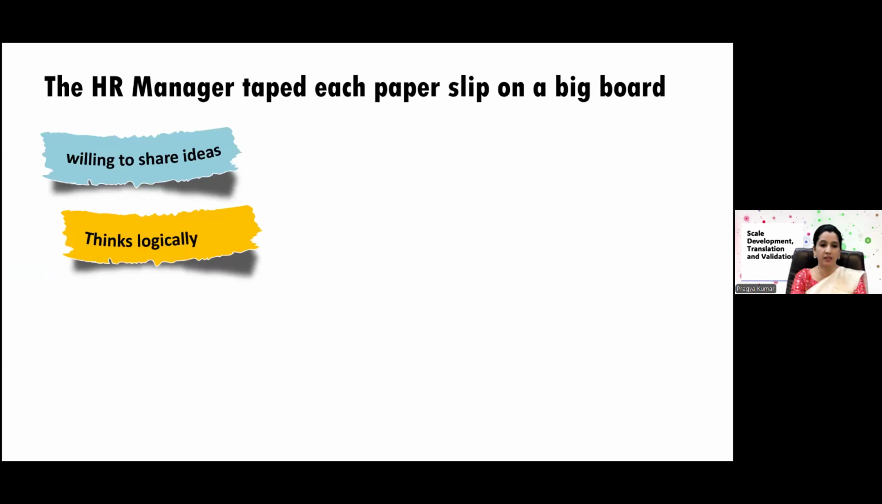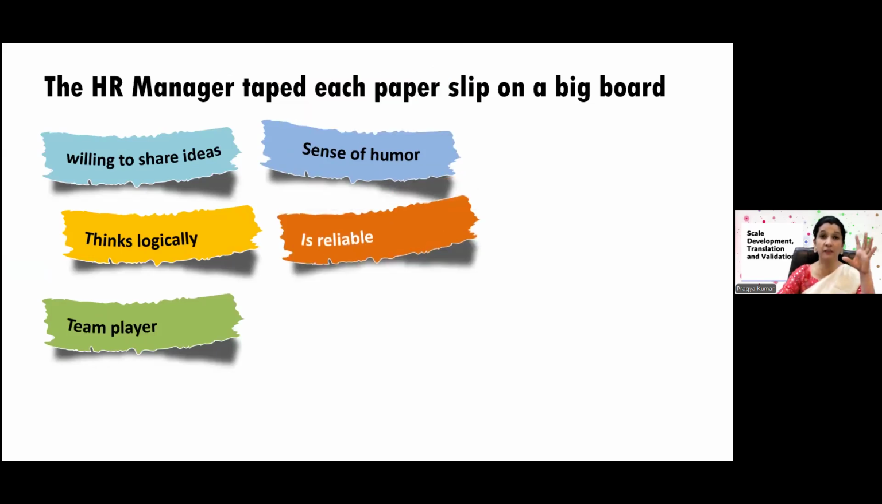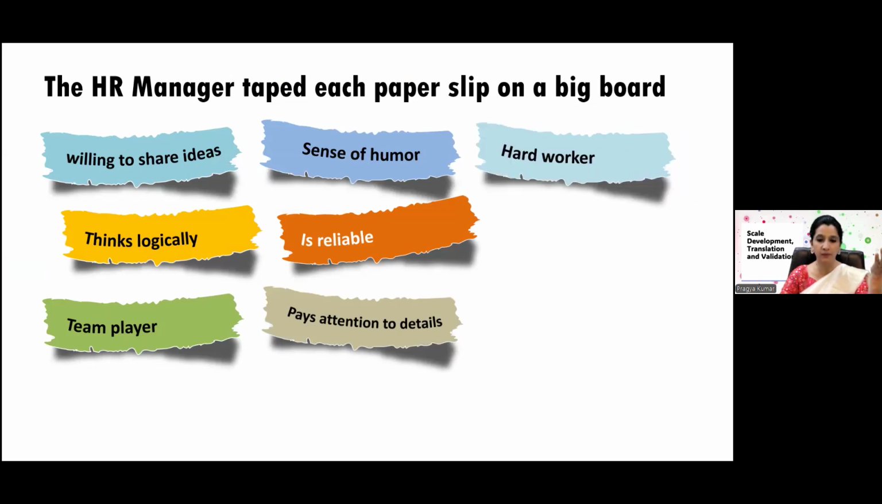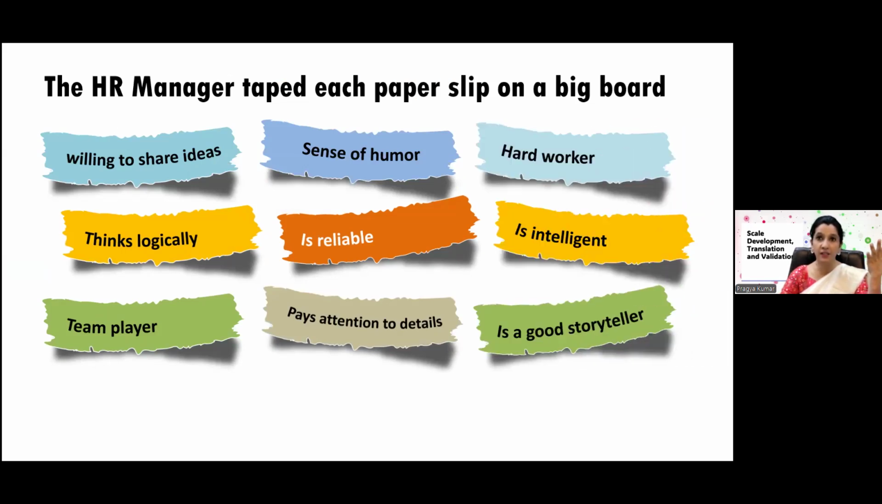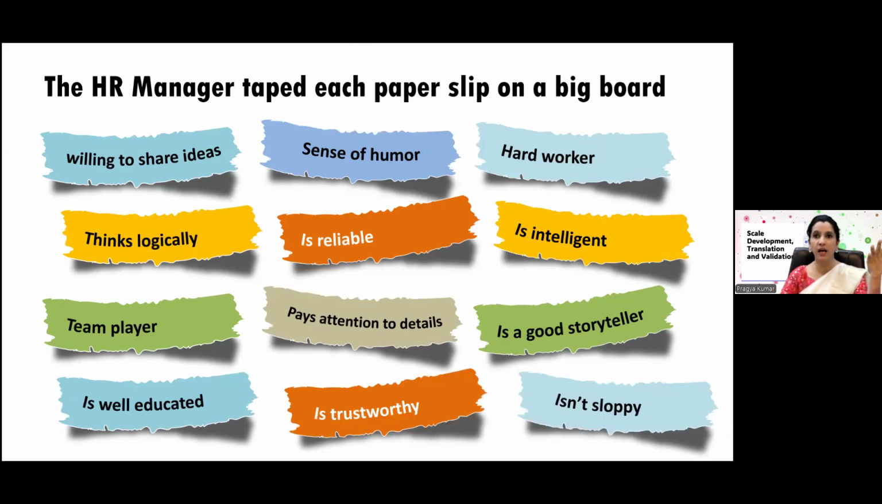So what the HR manager did, he taped each paper slip on a big board. Like someone has written willing to share ideas. Someone has written thinks, the person who thinks logically. The person who has got a team player trait. The person should be having a good sense of humor. These were given by individual people. One person might have given 1, 2 or 3 chits also. So good sense of humor, reliable, hard worker, intelligent, storyteller, well-educated, trustworthy, and isn't sloppy.